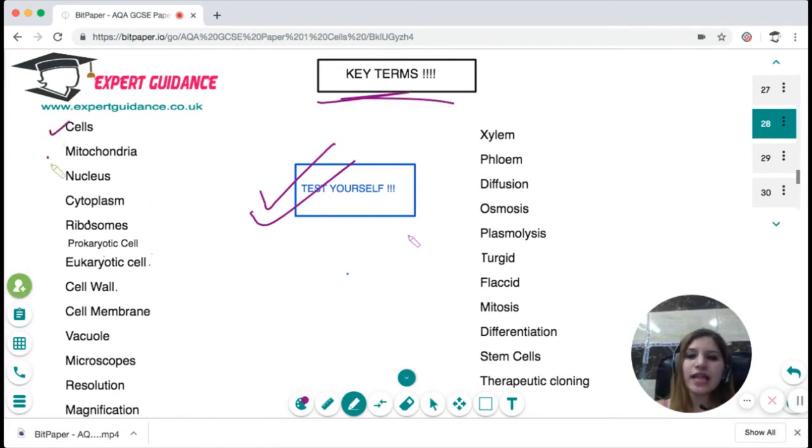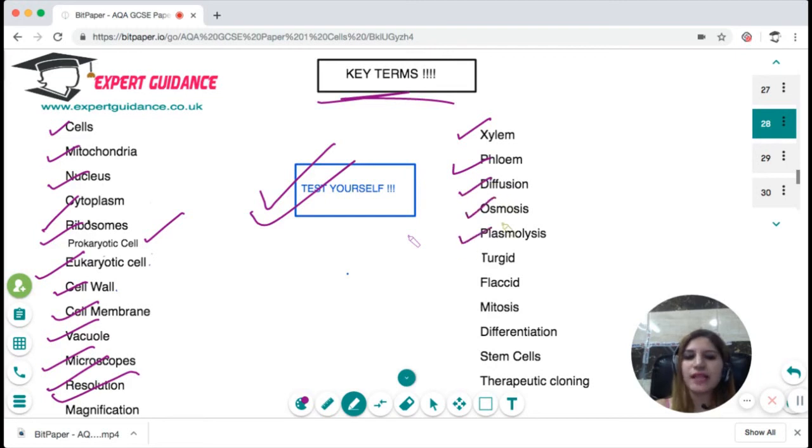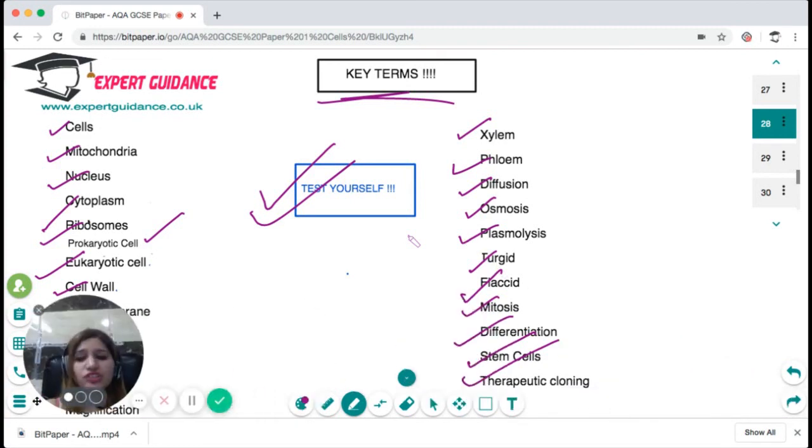So what are cells? Mitochondria, nucleus, cytoplasm, ribosome, prokaryotic, eukaryotic cell, cell wall, cell membrane, vacuole, microscopes, resolution, magnification, xylem, phloem, diffusion, osmosis, plasmolysis, turgid, flaccid, mitosis, differentiation, stem cell, therapeutic cloning. If you are still not clear with these terms, I would recommend you go back, watch the videos, and then try these key terms again. So now you can pause the video and have a go at these key terms.